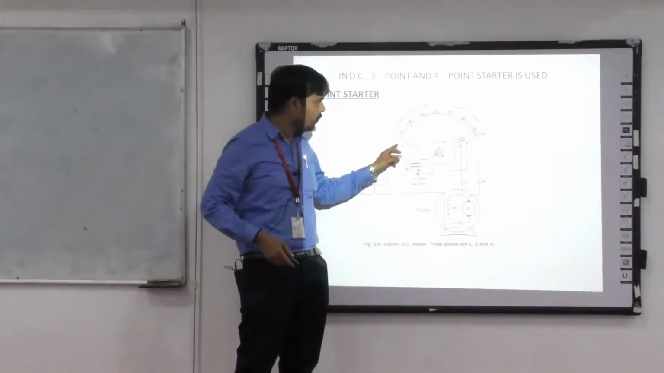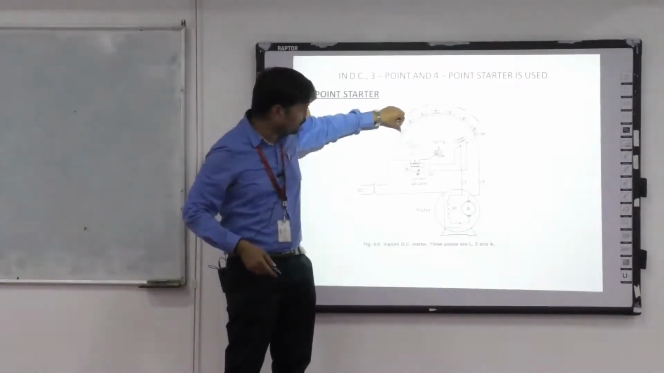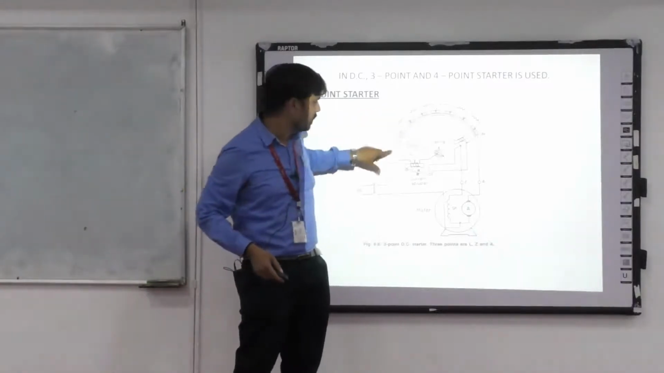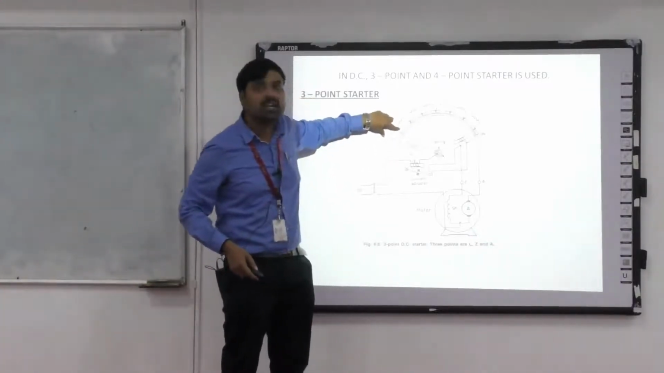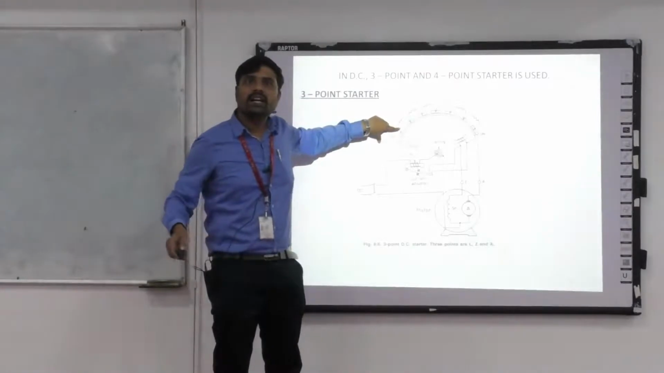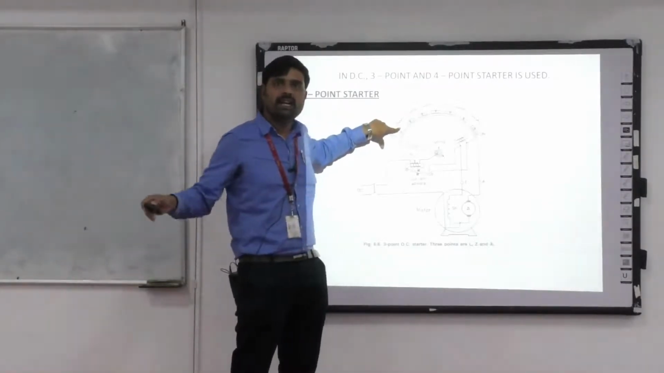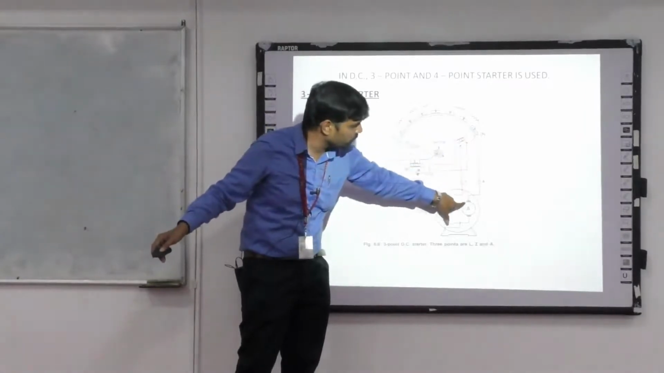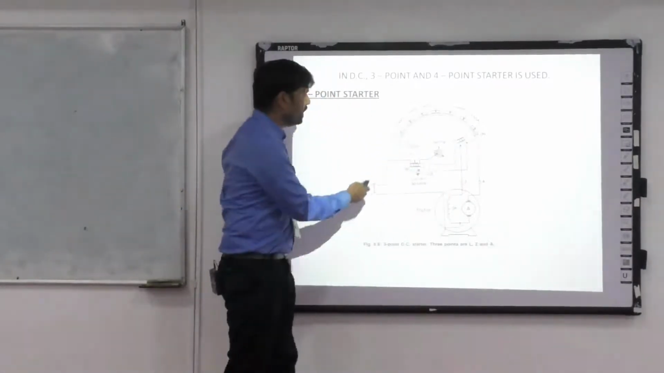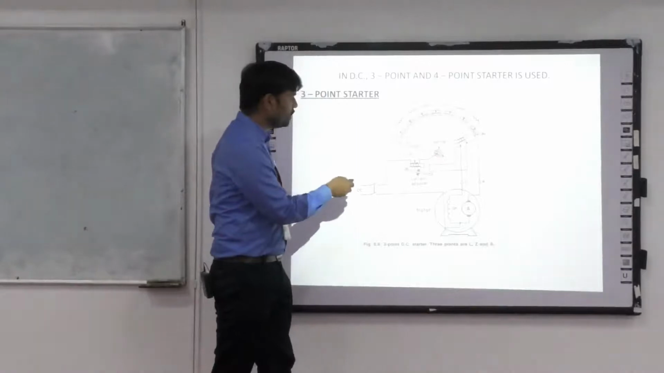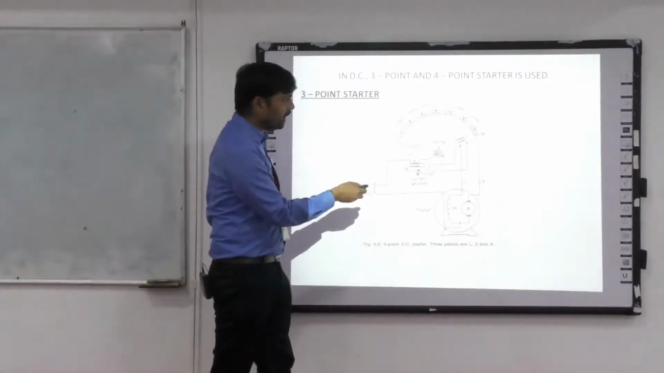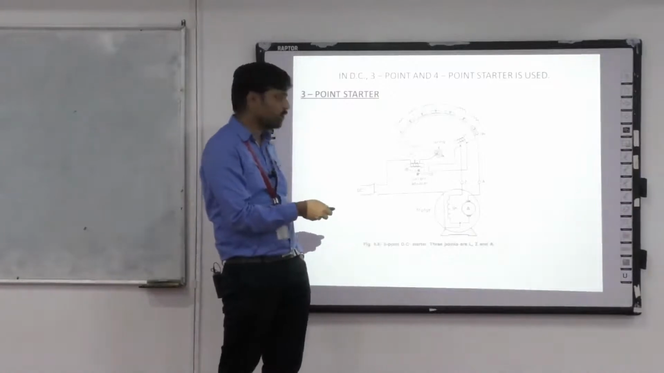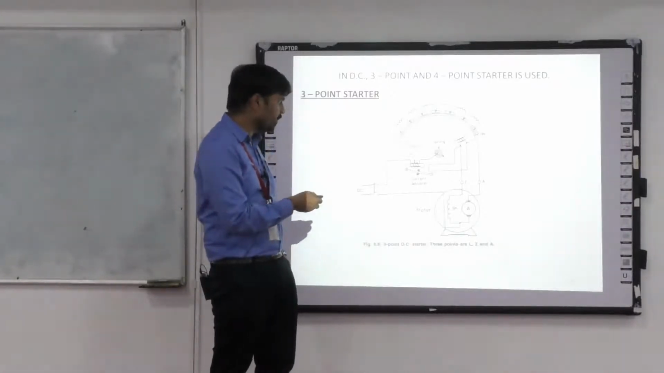When it is in the off position and I connect to this one, what happens? This resistance is connected and the circuit is closed. It is in the on condition, with maximum resistance, so less current flows. In the on condition, the armature current flows to the armature. Where is it coming from? It is coming from the line.